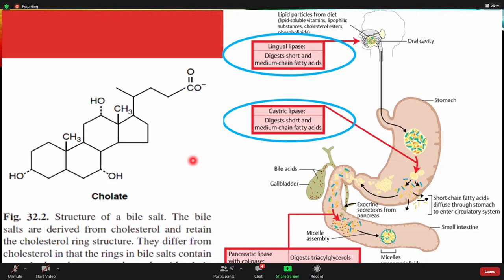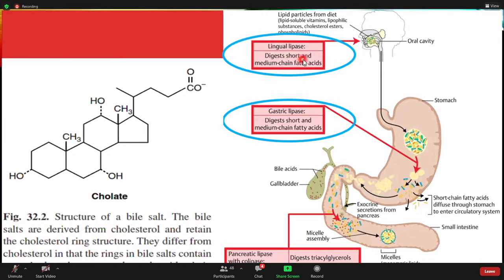However, we have, to a certain extent, of course, a digestion process that will start in the mouth as well as the stomach. So as I mentioned before, it's to a certain extent. It's not the major one. So we could have what's called mouth or oral digestion of lipid, and it will be gastric in the stomach, because we have these two enzymes.